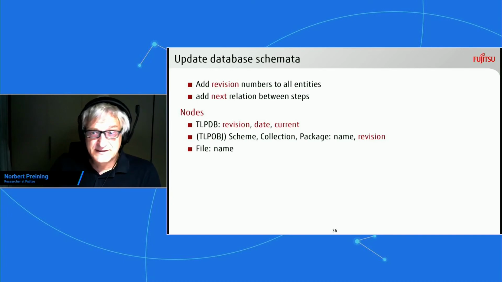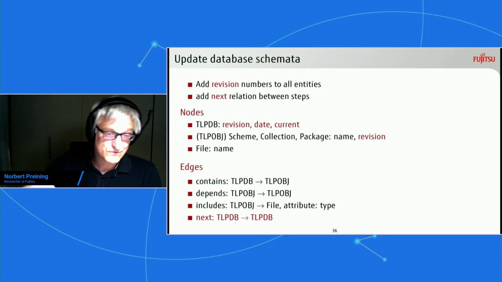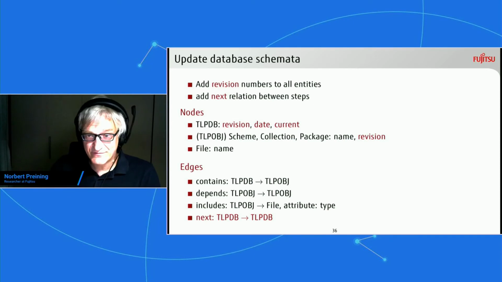The objects just receive an additional attribute, the revision number, which is, in principle, the highest revision number in the Subversion repository, and file stays the same. And the edges stay all the same, nothing changes. The only thing that is added is the next operator that just gives you the next day or the previous day, whatever, in which direction you want to use it.